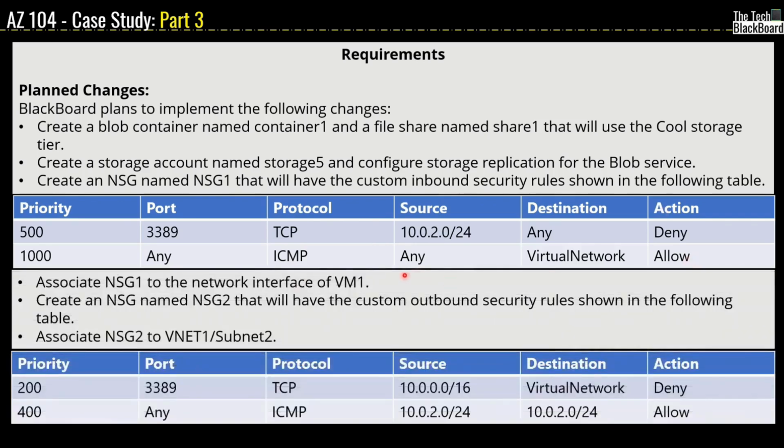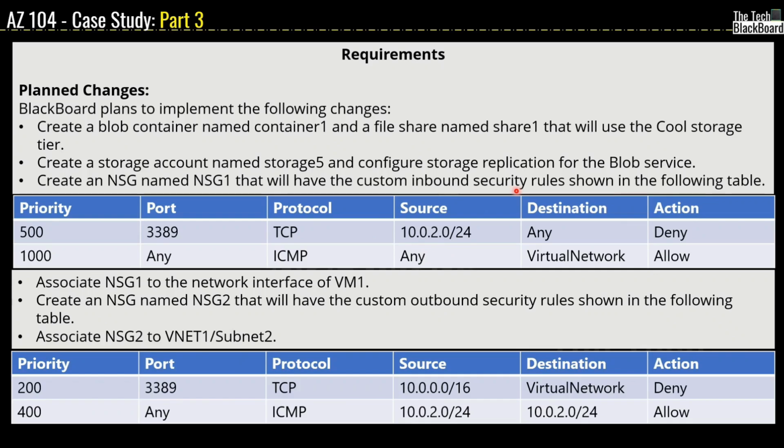Moving on, the case study says to associate NSG1 to the network interface of virtual machine 1. Then it says to create an NSG named NSG2 that will have custom outbound security rules as shown in the following table. Further, it says to associate NSG2 to VNet1/subnet2. You can see here that we are given the custom outbound rules. We are given priority, port, protocol, source, destination and action. Please mind that the table below is the custom outbound security rules and the table above is the custom inbound security rules.